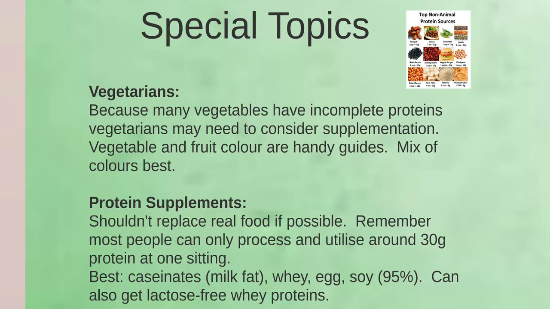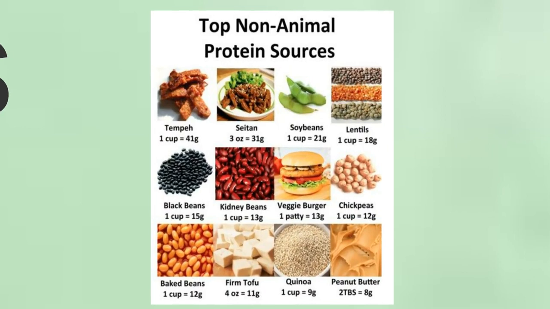And just finally on these special topics, we've talked about vegetarians making sure they have a mix of different vegetables and grain-based proteins at their disposal. There's a few ideas here that you'll find in your notes as well, but these are some of the top non-animal protein sources. You can see a cup of tempeh there at 41 grams of protein is pretty similar to what you get from an animal yield.